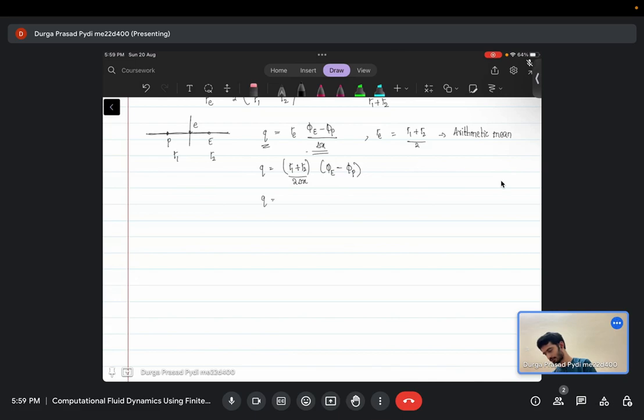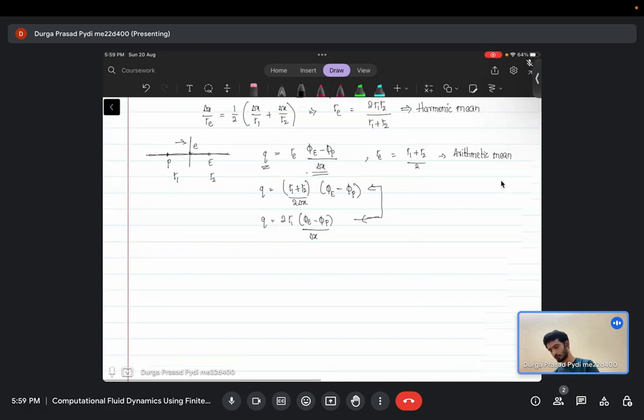But we know the actual heat flux on the west face is given by gamma 1, like if you go along this direction, it can be written as phi little e minus phi capital P by delta x over 2. So if you try to find the difference between these two, this is exactly not equal to this.